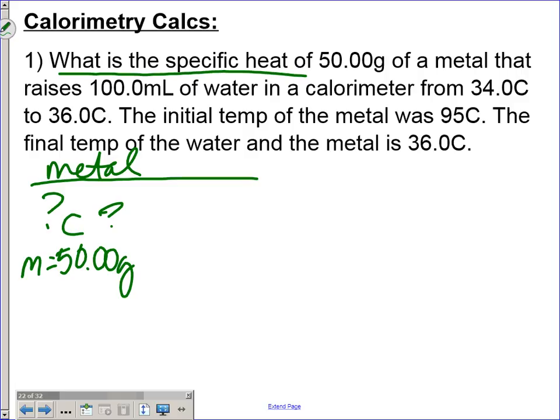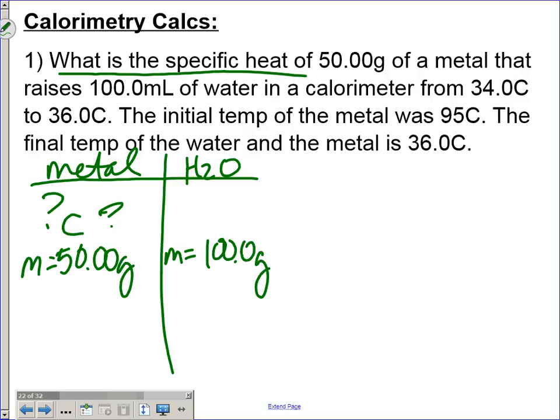Okay, so we're going from metal to water now, right? So now we have identified that there's two things going on. We have a system and we have a surrounding. The system is likely the metal. The surroundings is water. Water's mass is 100 milliliters, which is 100 grams, right? Density of water is 1. Okay, keep going.